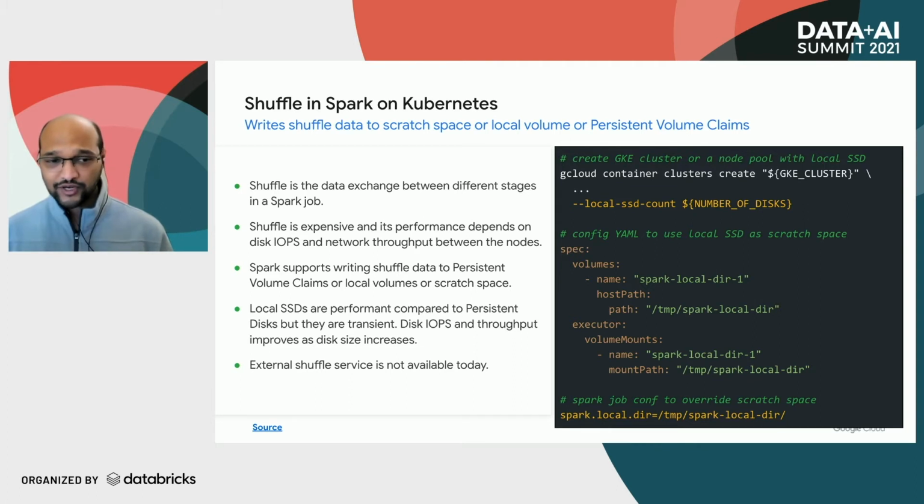Specifically, when you're running Spark on Kubernetes, Spark supports spilling shuffle data to PVCs, which stands for persistent volume claims, or you can write your shuffle data to local volumes or scratch space on the node. You would get better performance using a local SSD compared to the persistent disk. The code here shows you how to configure, or basically mount, a local SSD to a cluster, then mount it on the nodes, and set the property when you submit the Spark job.